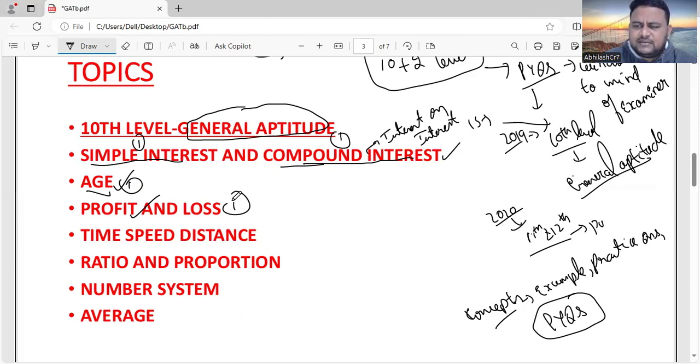Each year they're alternatively asking one question based on percentage, and next year they're asking based on profit and loss, because they are interrelated topics. Okay, profit and loss and percentage, one question is being asked.